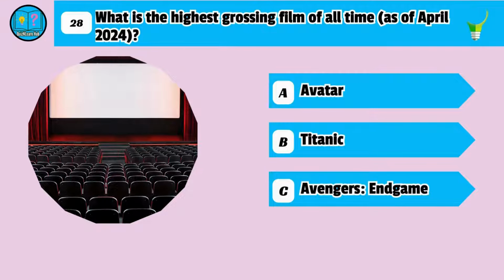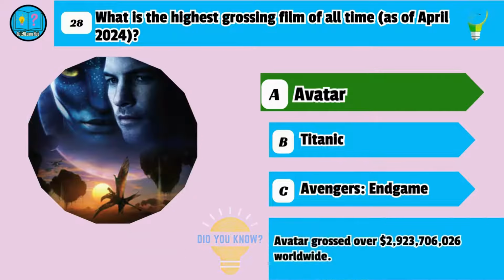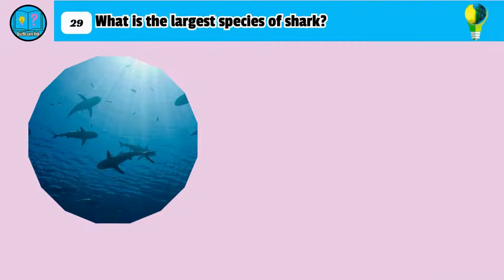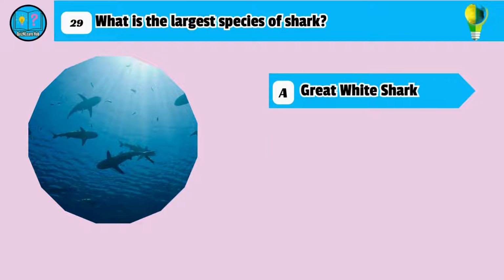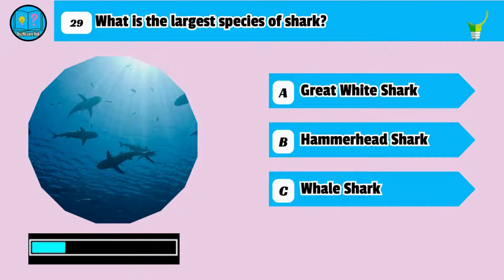Avatar, Titanic, Avengers: Endgame. Avatar grossed over $2,923,706,026 worldwide. 29. What is the largest species of shark? Great white shark, hammerhead shark, whale shark.